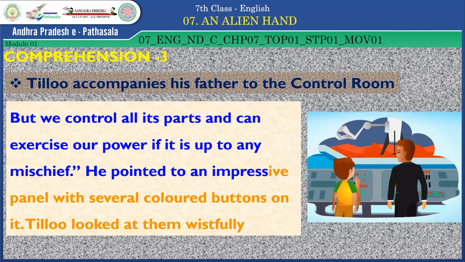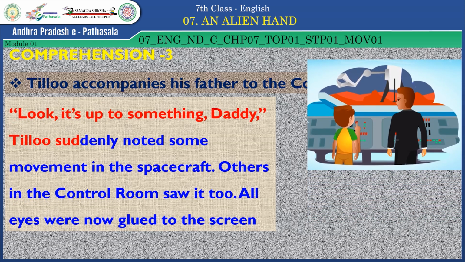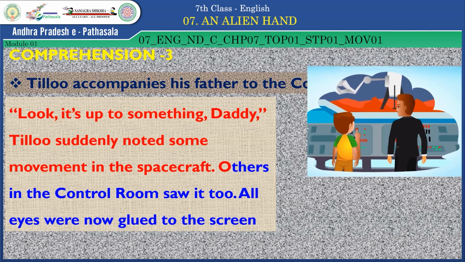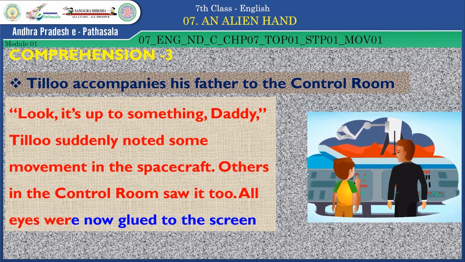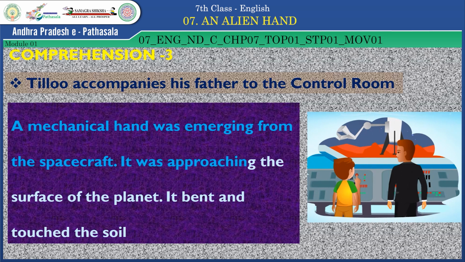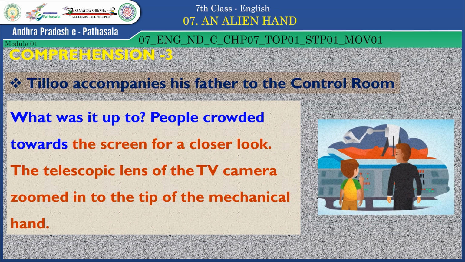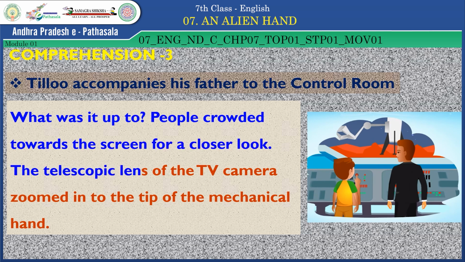He pointed to an impressive panel with several colored buttons on it. Chilo looked at them wistfully. "Look it up something, Daddy." Chilo suddenly noted some movement in the spacecraft. Others in the control room saw it too. All eyes were now glued to the screen. A mechanical hand was emerging from the spacecraft. It was approaching the surface of the planet. It bent and touched the soil. What was it up to? People crowded towards the screen for a closer look. The telescope lens of the TV camera zoomed into the tip of the mechanical hand.